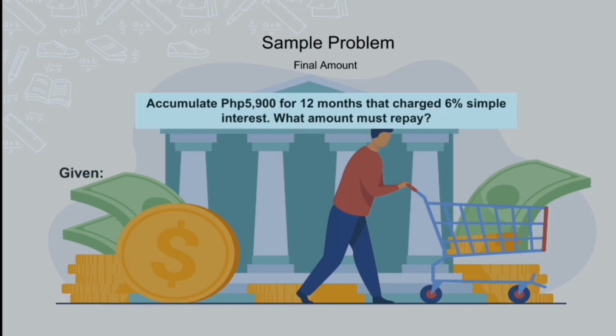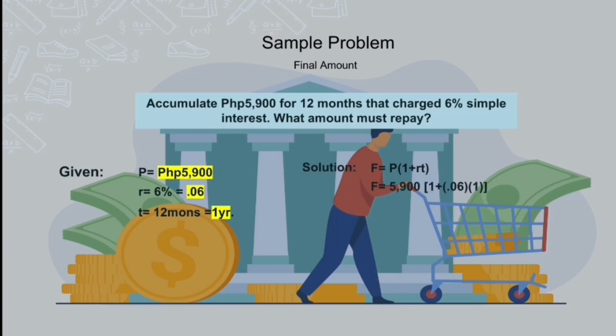Next, we should write the given quantities. So in our present value, we have 5,900 pesos. Our rate is 6%, and in decimal, we have 0.06. Our term is 12 months, so we need it in years. So we have 1 year. And in our solution, our third step is to determine the formula needed. Our formula for final amount is F equals P multiplied by 1 plus RT.